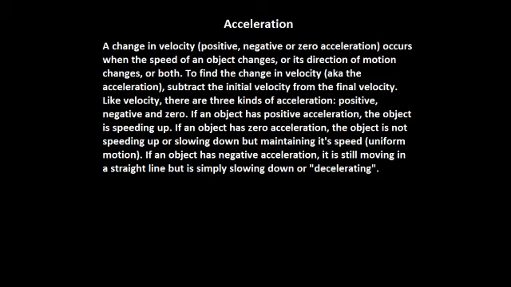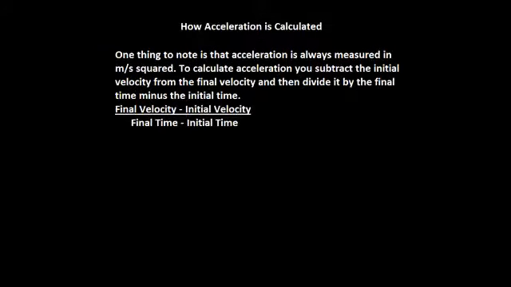If an object has positive acceleration, the object is speeding up. If an object has zero acceleration, the object is not speeding up or slowing down, but maintaining its speed, or uniform motion. If an object has negative acceleration, it is still moving in a straight line forward, but is simply slowing down, or decelerating.